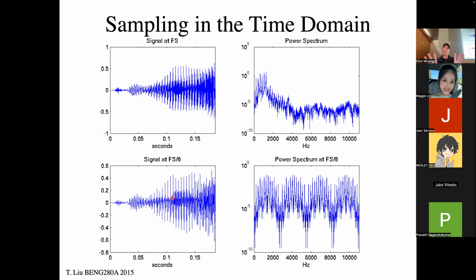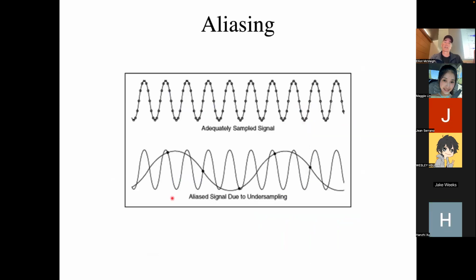So this is the relationship between undersampling and what happens in the Fourier domain. And remember, by the duality of those two spaces, we're going to see it in the other direction as well. It'll happen in the other direction.